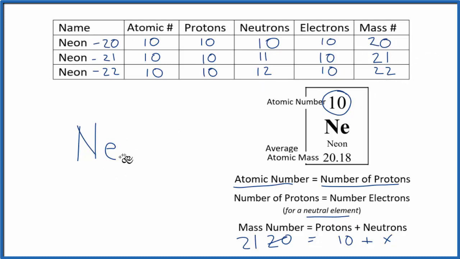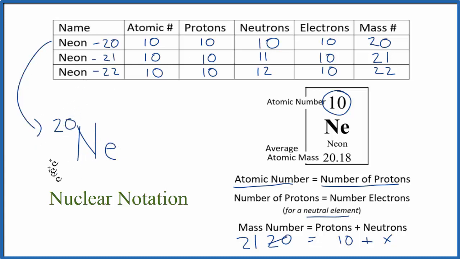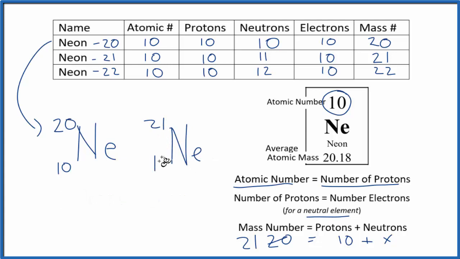So let's look at neon 20. We can write this another way. It's called nuclear notation. We can put the mass number up here. So here's 20 for neon 20. And we put the atomic number here, which is going to be 10. For neon 21, we could write neon 21, and the atomic number, that's 10 because it's neon. And then neon 22, and put the mass number and 10 again. So this is another way to write the notation just for the specific isotopes, whereas the periodic table gives us an average of the mass of each isotope based on how much there is.